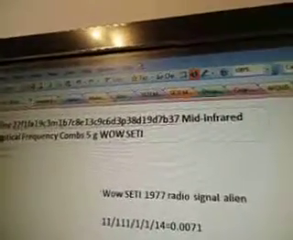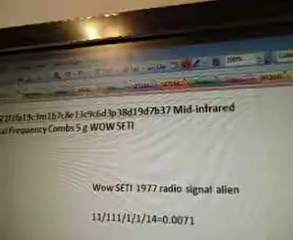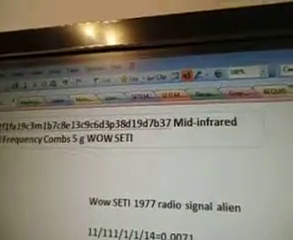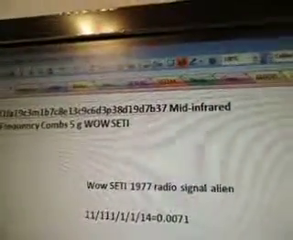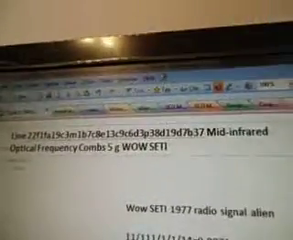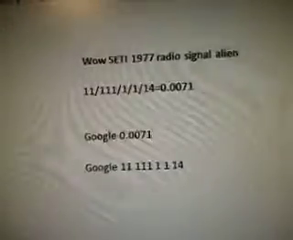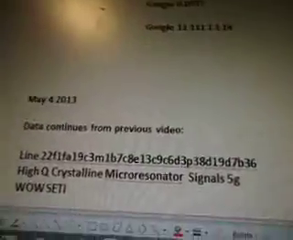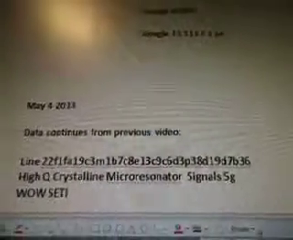So this is part 284C3M1B7C8E13C9C6D3P38D19D7b37. And it's line 22f1fa19C3M1B7C8E13C9C6D3P38D19D7b37, mid-infrared optical frequency combs, 5G Wow Seti. And there's our alien radio signal. And there's our data there.